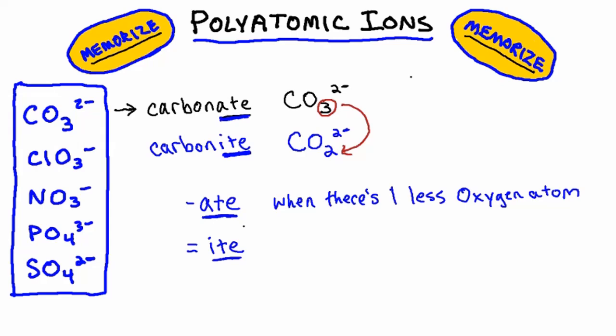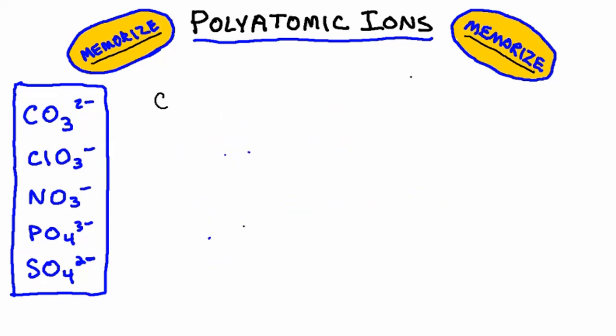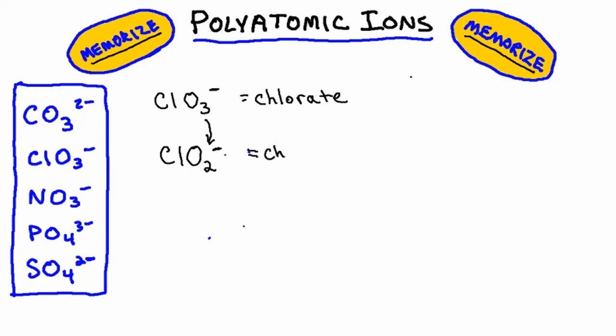Okay, let's try some more. Now we have chlorate, which is chlorine plus 3 atoms of oxygen, and it has a negative charge, and that's chlorate. Well, if you take away one of these oxygens, then you're going to end up with O2, and the negative charge stays the same. So chlorine and 2 oxygens, and the whole thing has a negative charge. That's going to be called chlorite.